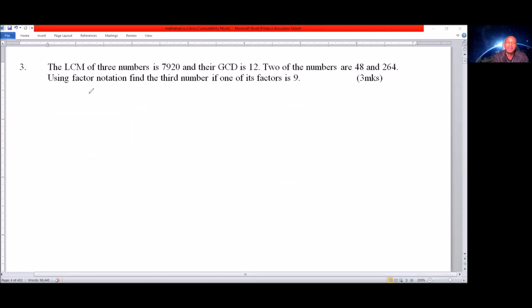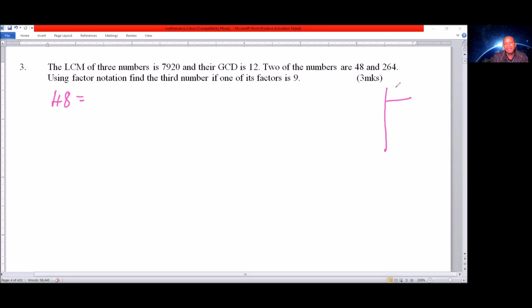Our question number 3, we are told the LCM of 3 numbers is 7,920, and their GCD is 12. 2 of the numbers are 48 and 261. Using factor notation, find the third number if one of its factors is 9. So what we do, we can write 48 in terms of its factors.